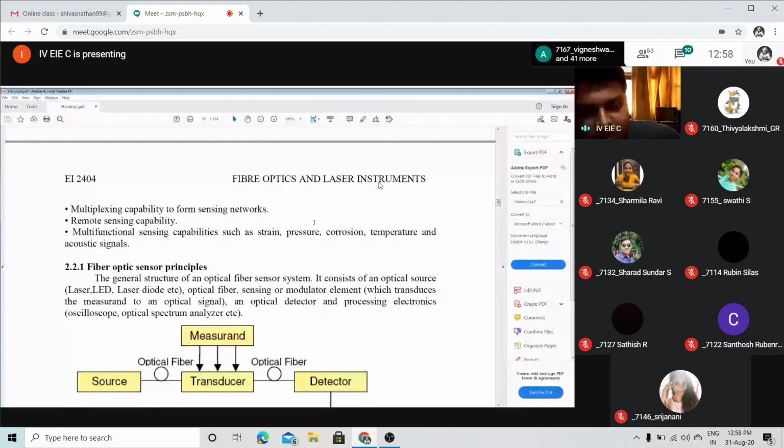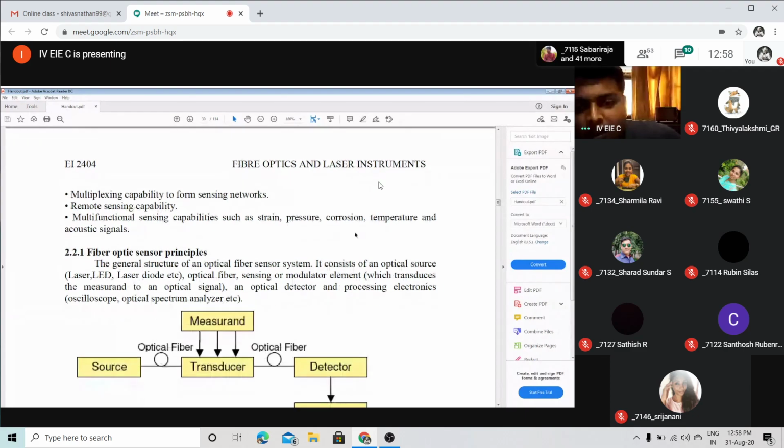So I could apply a single sensor for measuring multiple parameters. Multifunctional sensing capabilities give the fiber optic sensor a very prominent role. Here, multifunctional sensing such as strain, pressure, corrosion, temperature, and acoustic signal is possible. Now, how will a basic fiber optic sensor system look?